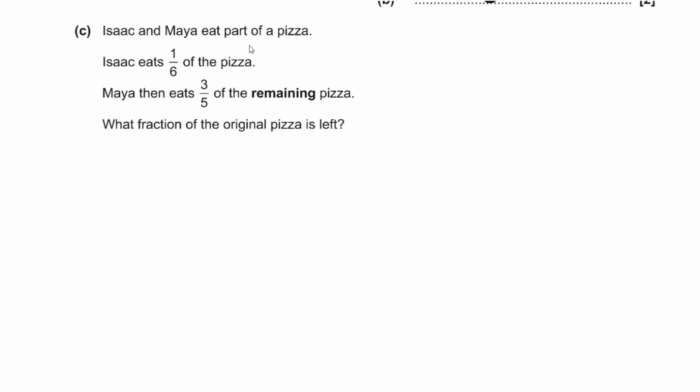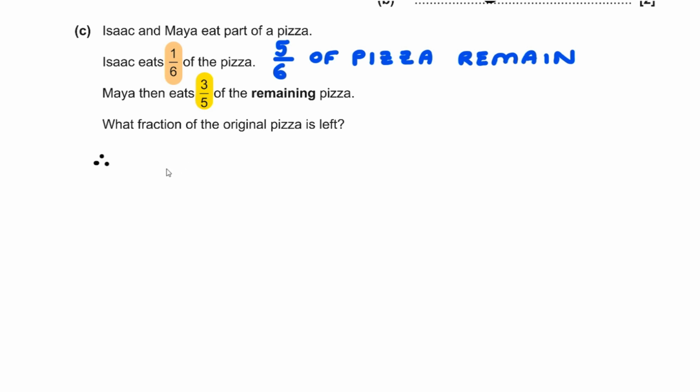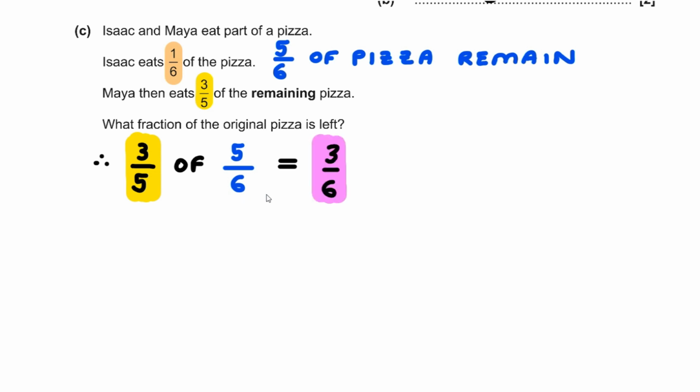Part C. Isaac and Maya eat part of a pizza. Isaac eats 1/6 of the pizza. Maya then eats 3/5 of the remaining pizza. What fraction of the original pizza is left? So we've got Isaac who eats 1/6. Maya then eats 3/5 of the remaining pizza. And if Isaac eats 1/6, that means 5/6 of the pizza remain. So we have 3/5 of 5/6, which is equal to 3/6.